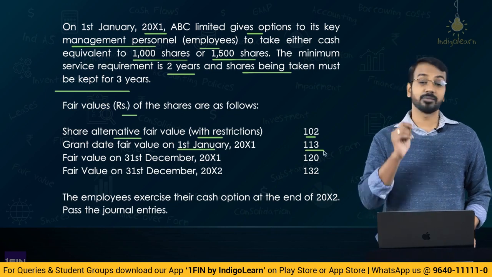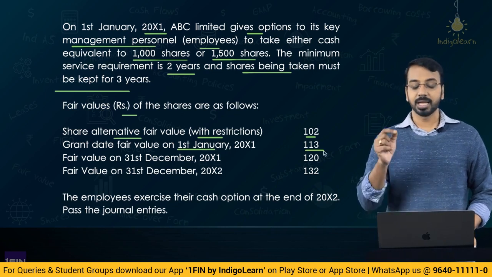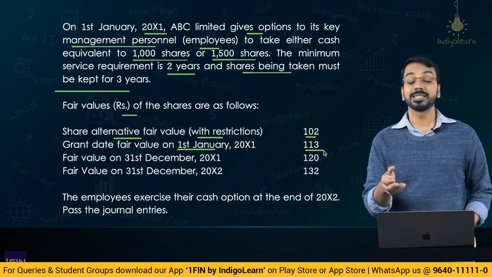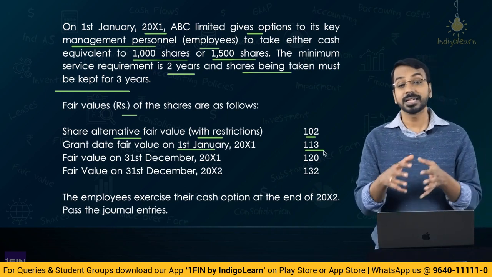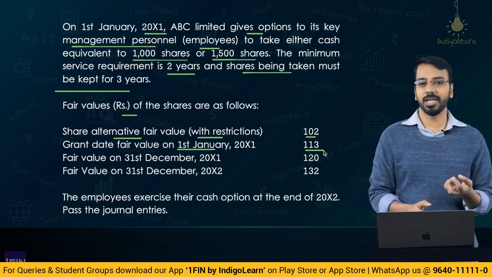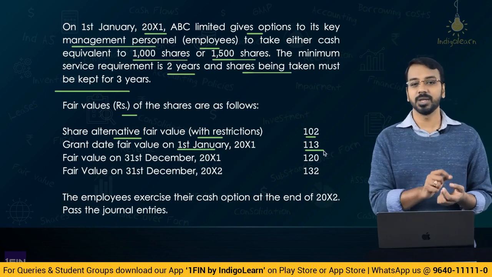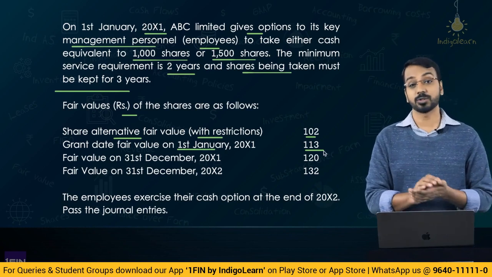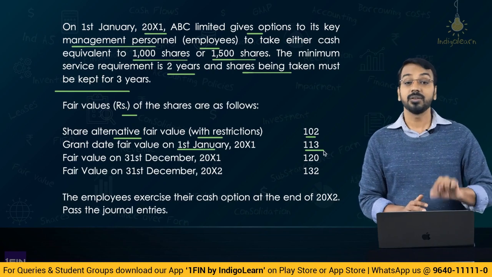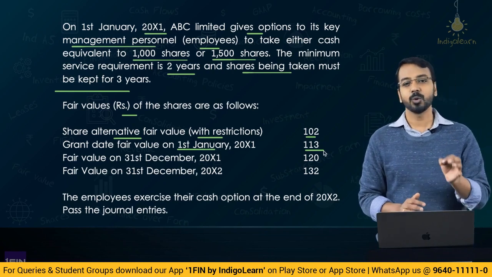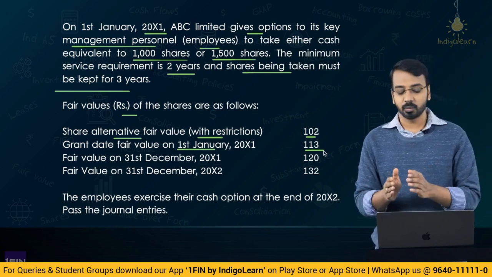Now, two things that you have to keep in mind. The first thing is 102 is the fair value of the share alternative. That is when you take the shares and you have to keep them for 3 years, the fair value is determined as 102. But if you take cash, the fair value of the cash alternative is 113.